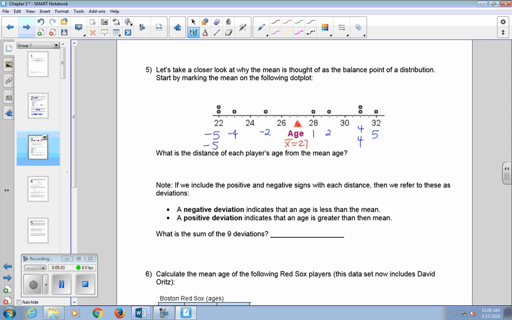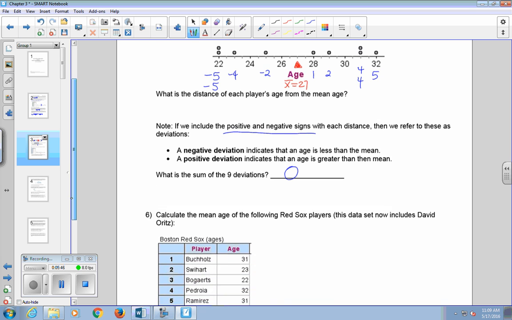So these are the distances that they're above the mean or below the mean. And when we include the positive and negative signs, as I did, we're really talking about deviation. So a negative deviation indicates that the age is less than the mean, and a positive deviation indicates the age is greater than the mean. And when we add up these deviations, and you can pause the video again to take a moment to add these up, -5 plus -5 plus -4, you find that the deviations sum to 0.